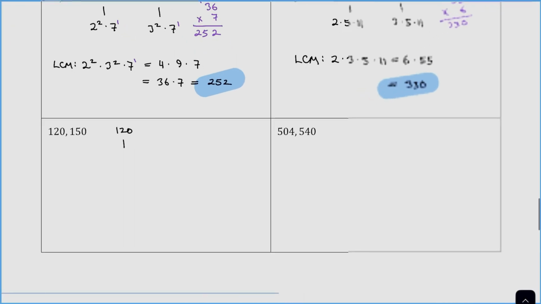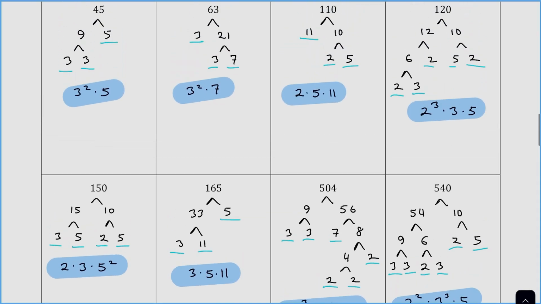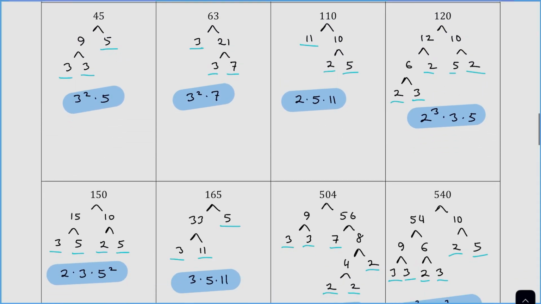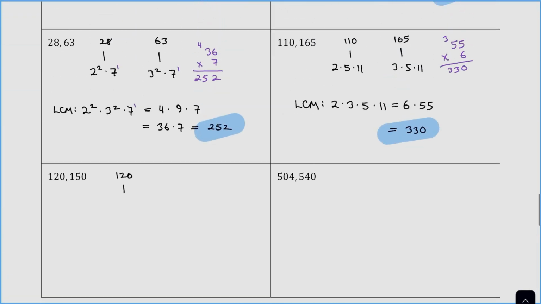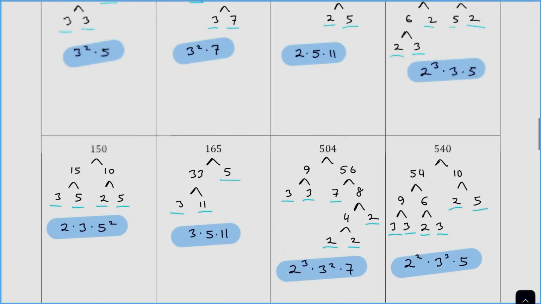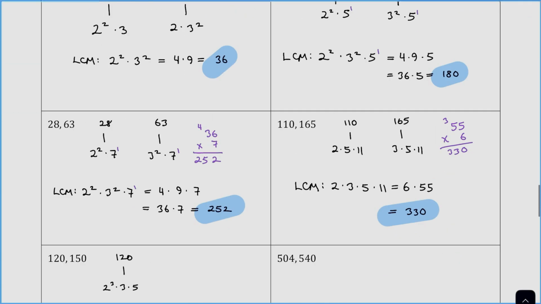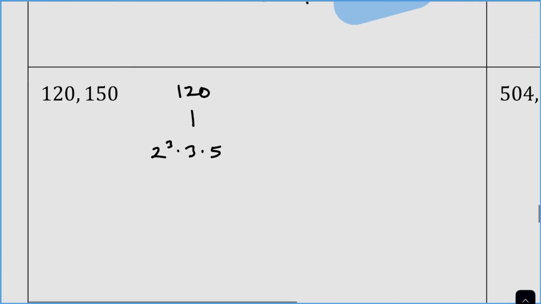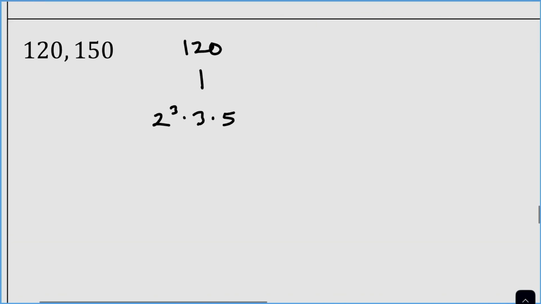About 120 and 150. Let's see, the prime factorization, I need to grab these. The prime factorization of 120 was 2 cubed times 3 times 5. And the prime factorization of 150 was 2, 3, and 5 squared.